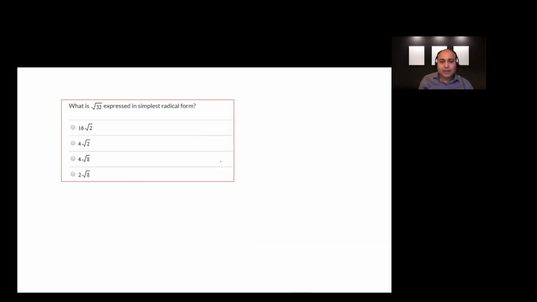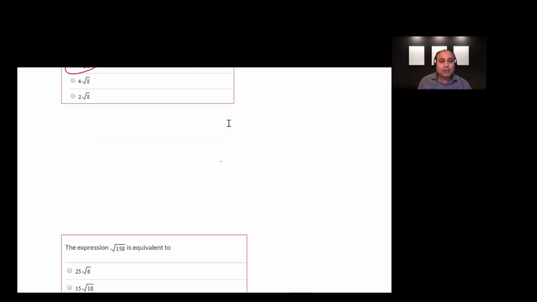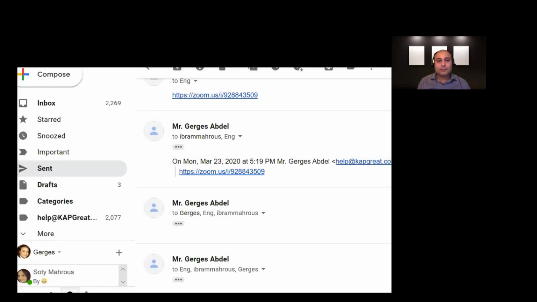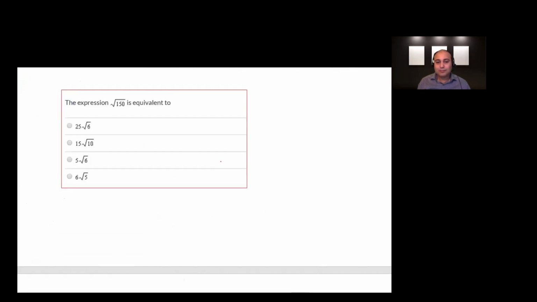Okay, which one would be the answer? If you can write it right now, write in the chat box. Okay, which is going to be 4 square root of 2. That is choice B. Perfect. Let's move on. Okay, how about this? The square root of 150.